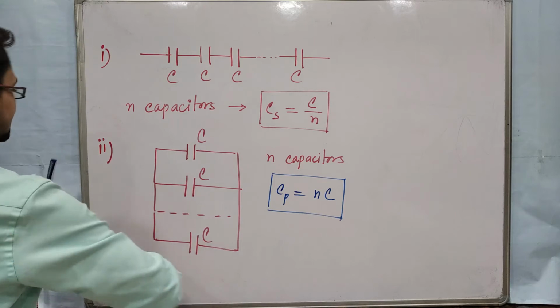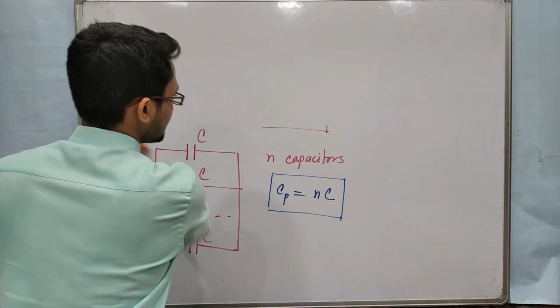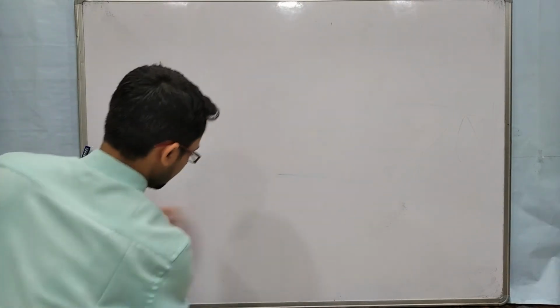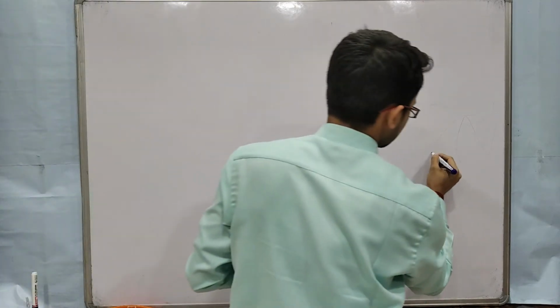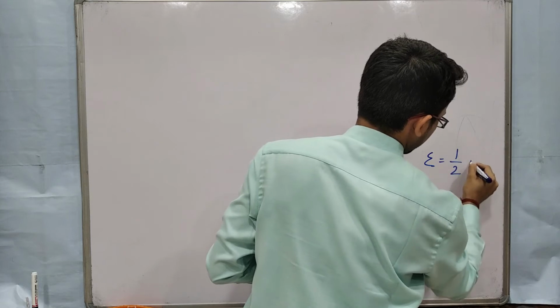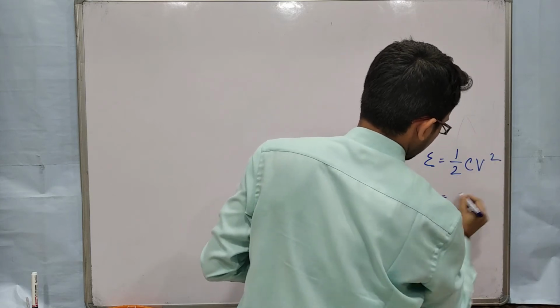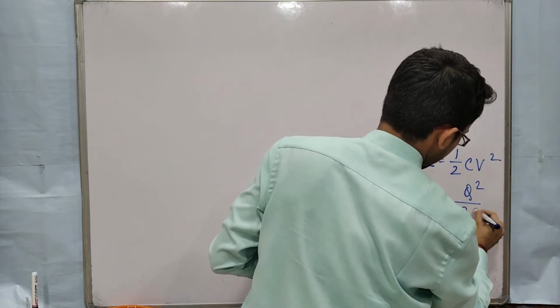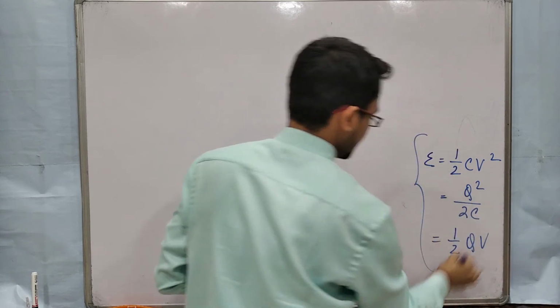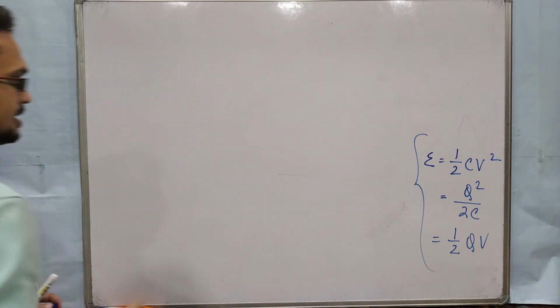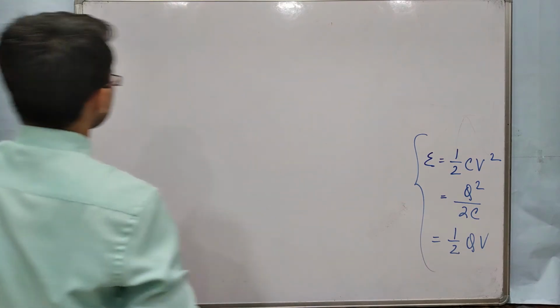So I am erasing this. You all know the formula of energy stored in a capacitor, that is E equal to half CV square, Q square by 2C, and another formula is half Q into V. These are the three formulas, which we had already seen in one of the lectures.